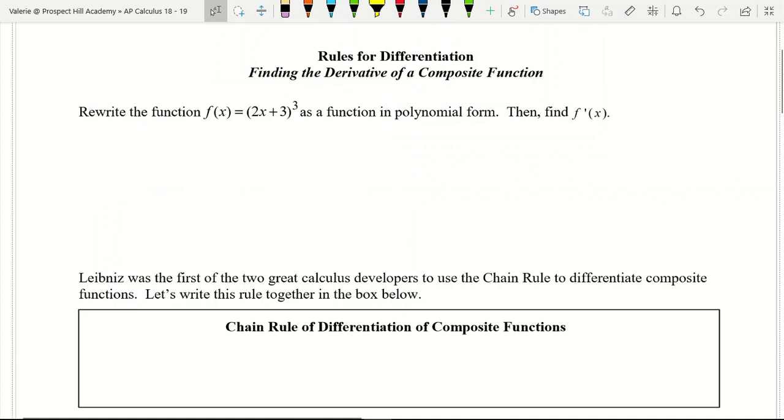Page 86 to 87 of Unit 3, Rules for Differentiation, Finding the Derivative of a Composite Function. So first thing I'd like you to do is to rewrite the function f of x equals 2x plus 3 quantity cubed as a function in polynomial form, and then find the derivative of f of x. I'm going to start you off with the first step. So we want f of x equals 2x plus 3 cubed. So we're multiplying it by itself 3 times. Okay, so I want you to actually multiply those out and then find the derivative.